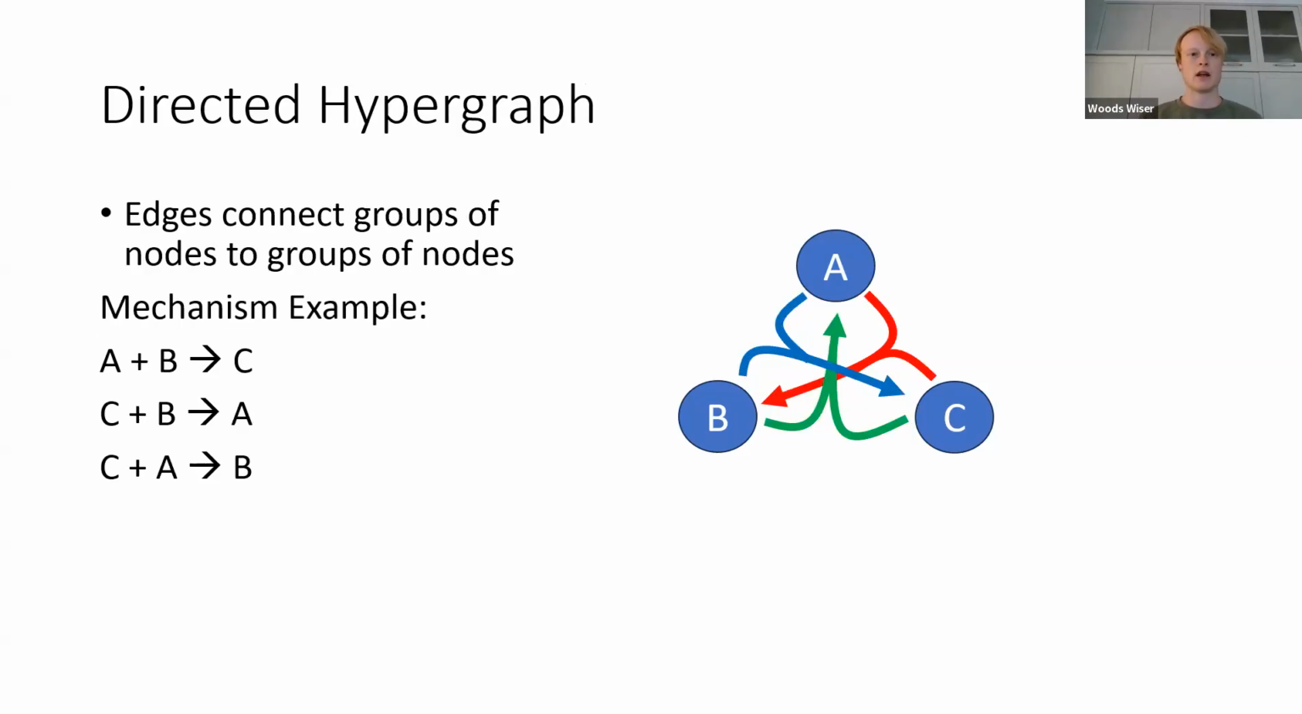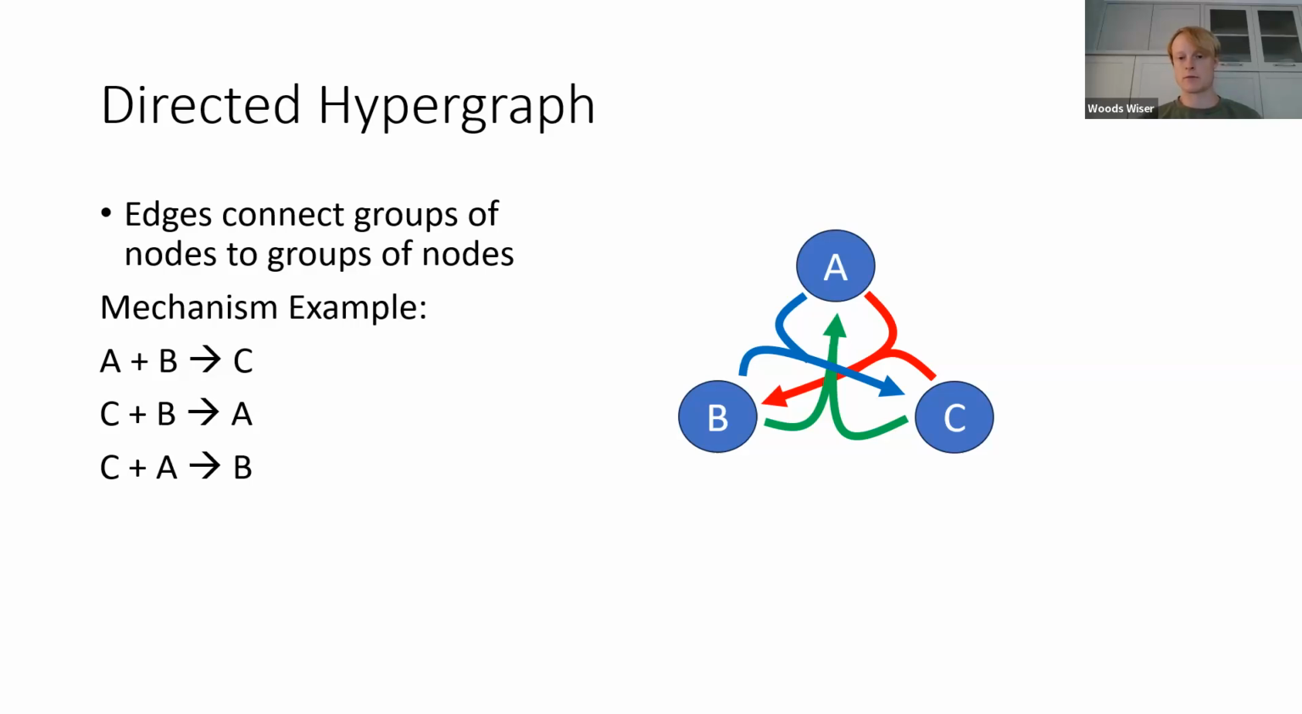And then finally, the directed hypergraph. Edges connect groups of nodes to groups of nodes. And that's kind of the most complicated iteration. This is the one that's most amenable to any type of mechanism, but it's also the least easy to put into some sort of algorithm. So the mechanism example is A plus B goes to C, C plus B goes to A, C plus A goes to B.